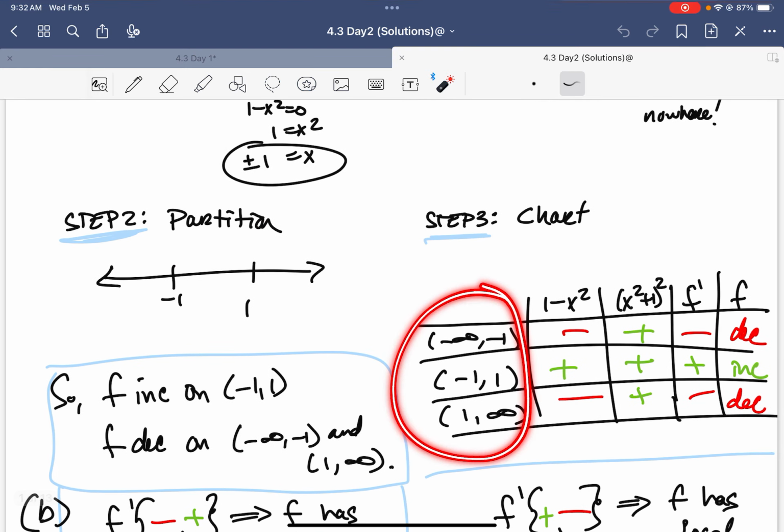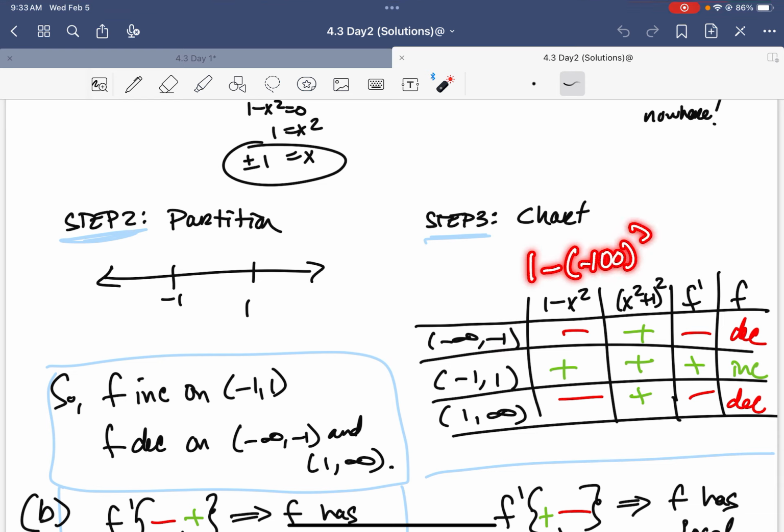So when I chart, there's my intervals, the 3 intervals that I've created. And I just plug in a value that lives in this interval. So for example, in here, maybe put in negative 100. So 1 minus negative 100 squared is going to be a negative 1. And this is going to be a big old positive number. So 1 minus a big positive is negative. Great thing, we're going to take that and square it. So each time, this is always going to be positive in this column.